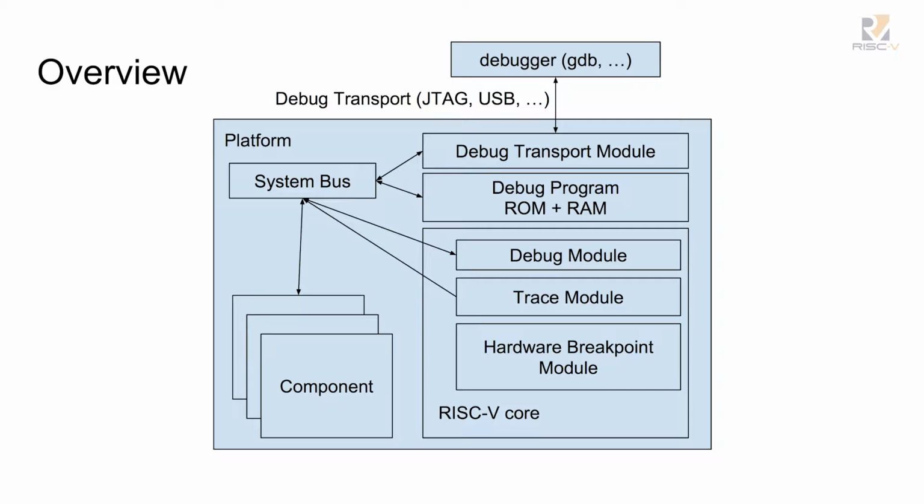In each RISC-V core, there's a little debug module, which is really just a couple of CSRs, accessible over the system bus. There's a trace module, which may send trace data to the system bus. There's a hardware breakpoint module, which is really just inside the RISC-V core. And then there are other components in the system, which are also on the system bus, and therefore the debugger can also access them.